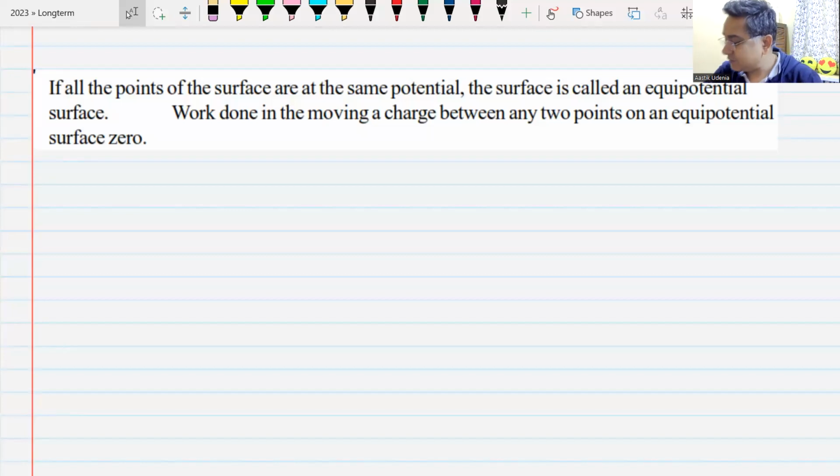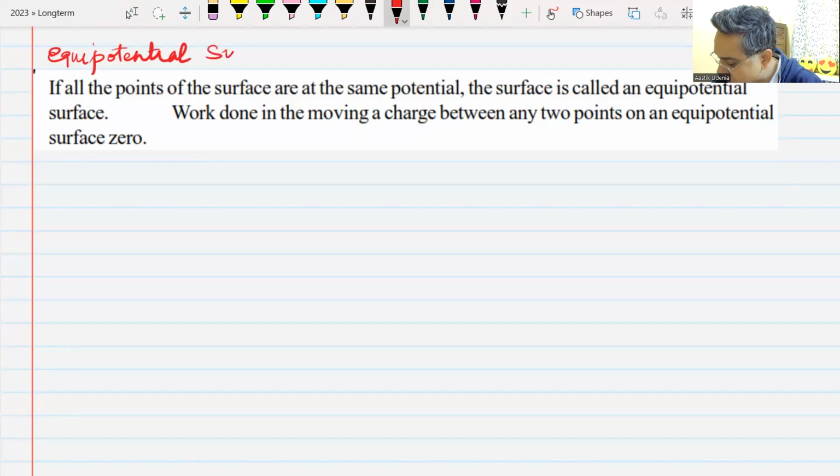We move ahead. What is an equipotential surface? If all the points on the surface have the same potential, then the surface joining all these points is known as the equipotential surface.